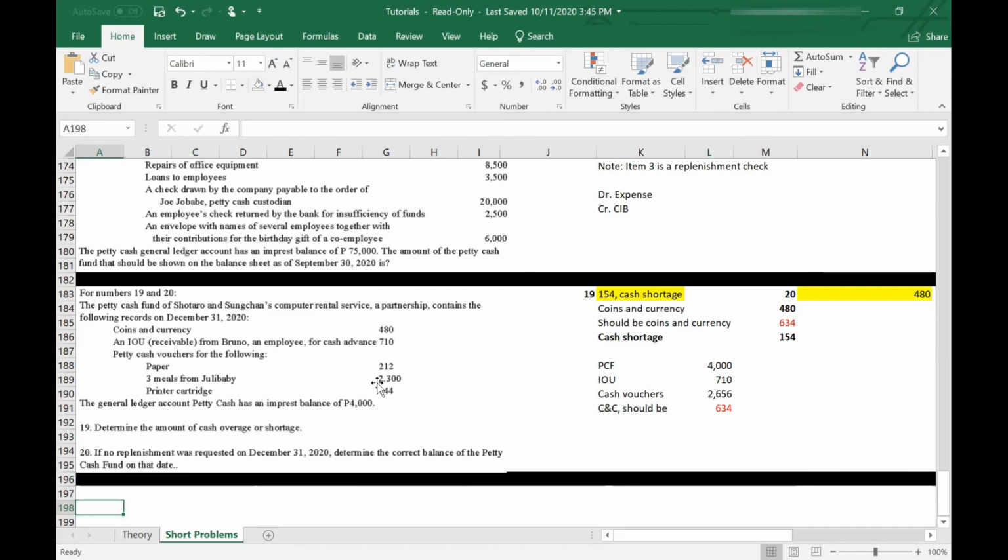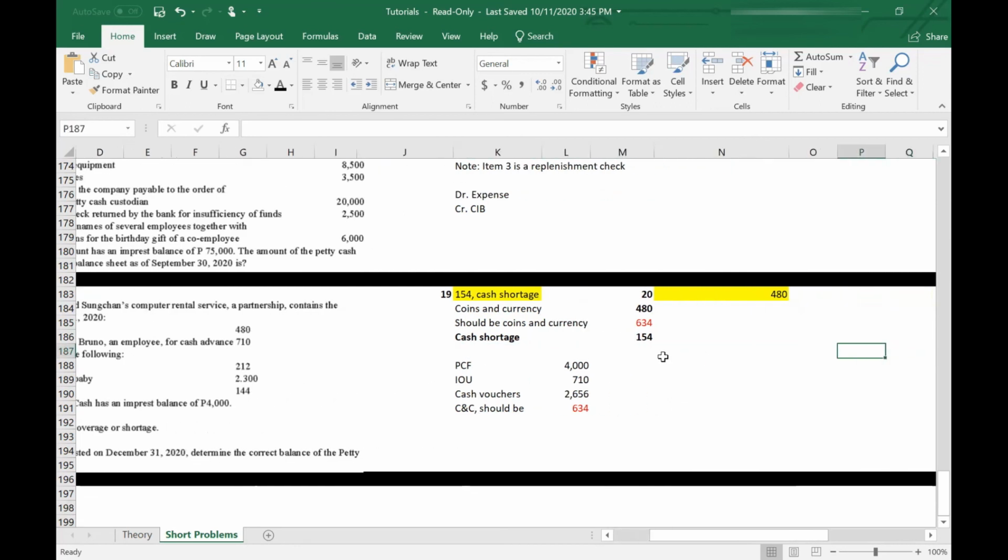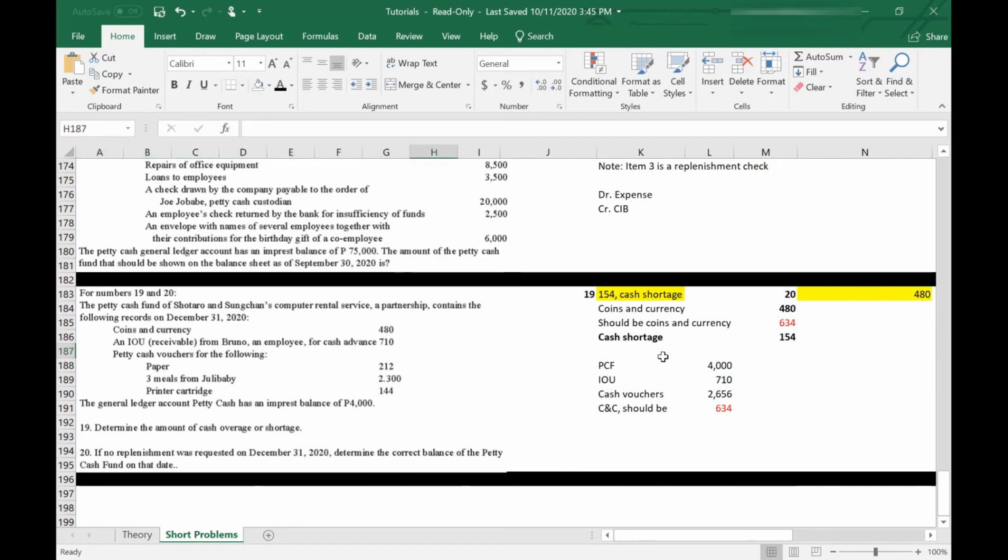The general ledger account of petty cash has an interest balance of 4,000. So meron kang PCF na 4,000. Tapos sa 4,000 na yun, saan mo nagamit yung 4,000? Meron kang IOU from Bruno. Ang ginawa kasi dyan, parang, di ba may petty cash fund ka amounting to 4,000? Parang nagbigay ka ng pera kay Bruno as an advance. You gave money to Bruno as an advance, so you deduct 710. And then, may cash vouchers ka, expenses ka na 212 plus 23 plus 144, that's 2656.